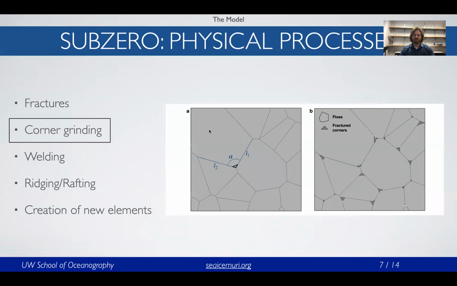Next is the specific type of fracturing, which we are calling corner grinding in our model. What happens here is that the corners of our flows represent regions of increased stress. And since the stress is concentrated in these regions, they are more prone to fracturing. So when the flows are interacting with each other, there's a certain probability that a sharper corner will fracture out of the flow, forming more rounded shapes, because older sea ice typically is more rounded in observations.